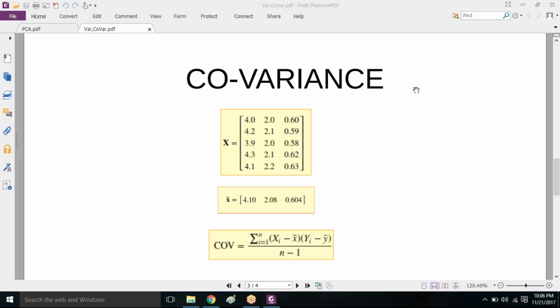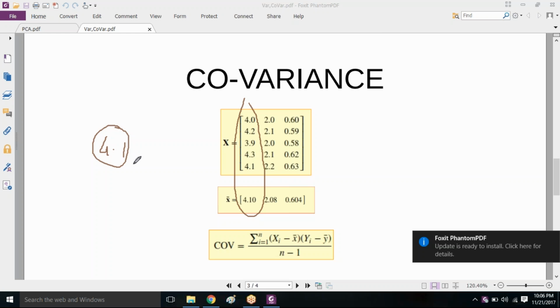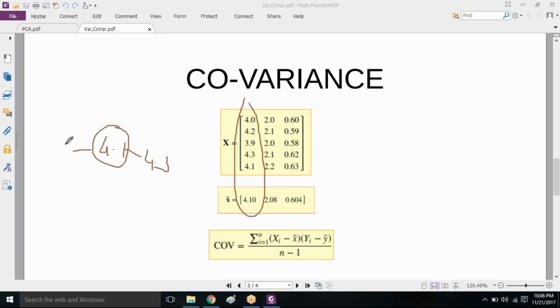Variance basically signifies the spread, right? If I talk about this, 4.1 is in the middle, and then you have 4.3, you have 3.9, you have 4.2 somewhere, you have 4 somewhere. So this is the mid value and these are the spread points. Variance tells about how spread out, how wide your data distribution is. But in covariance, what do we want? What is the variance in this data depending on the other data also.